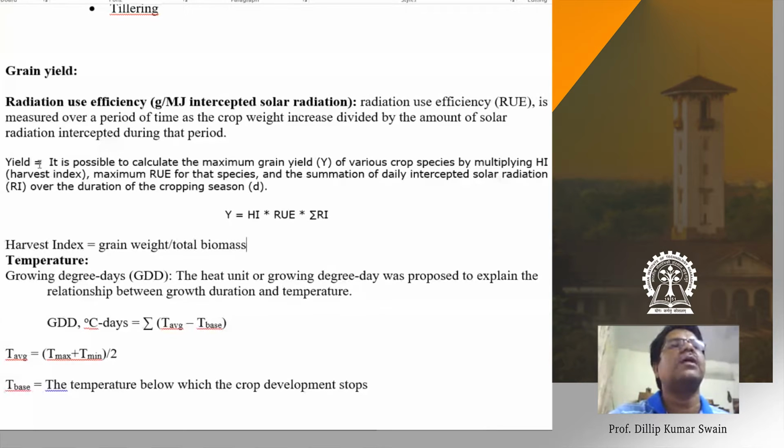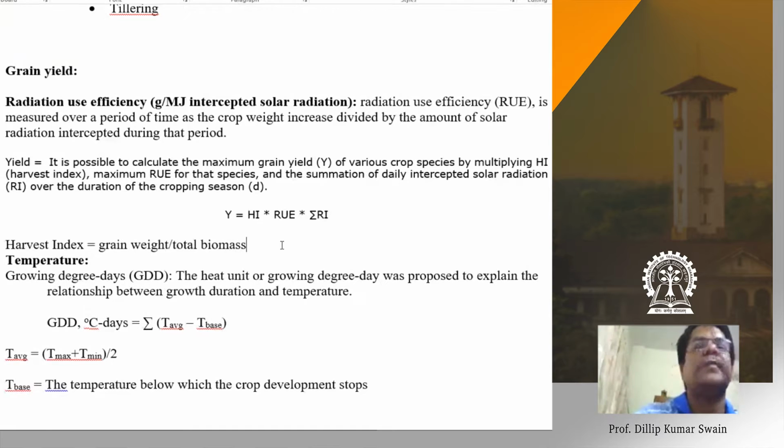Grain yield can be calculated by harvest index into radiation use efficiency into total radiation interception. Is it clear to all? Any doubt?